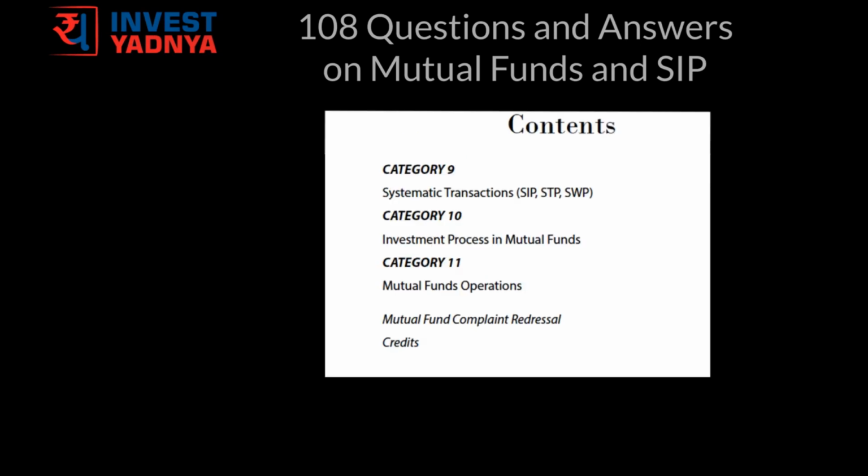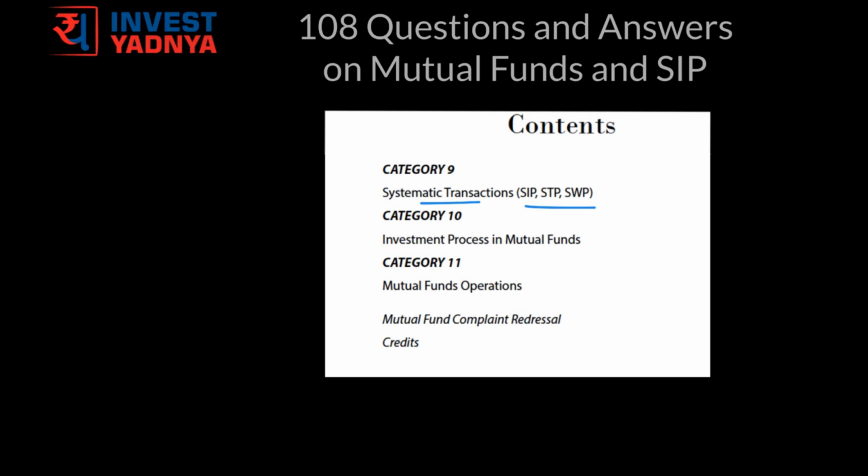The ninth category covers systematic transactions like the systematic investment plan, transfer plan, and withdrawal plan and when to use them. It further talks about when you should do lump sum investment. It talks about flexi SIP, value averaging investment plan, how to calculate SIP returns, etc.